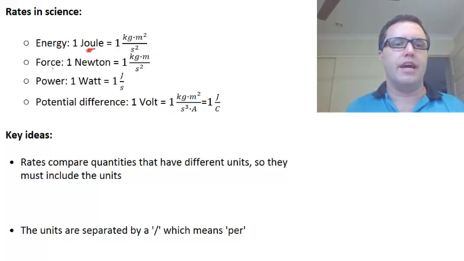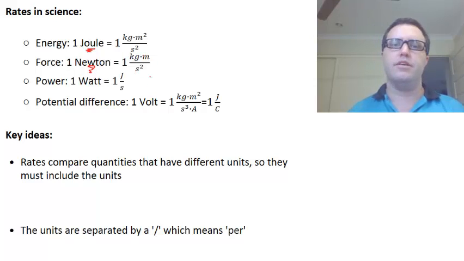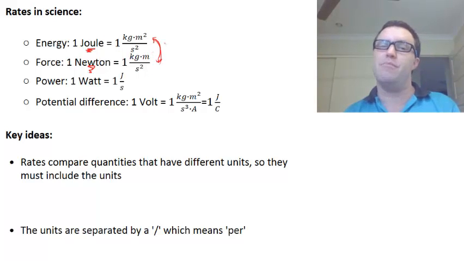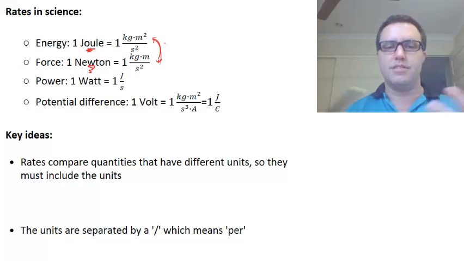Again, we go to the force here. Force is measured in newtons, and a newton is a rate of 1 kilogram meter per second squared. You'll see a lot of similarity there between joules and newtons. The only thing different is the meters become squared, because remember, work is energy, and work is a force times a distance. That's why meters goes up to meters squared.